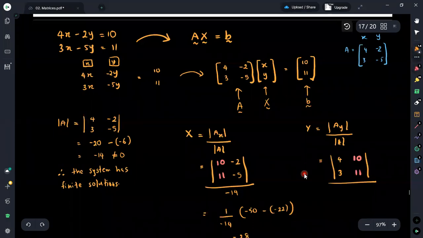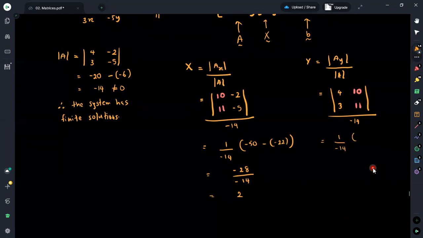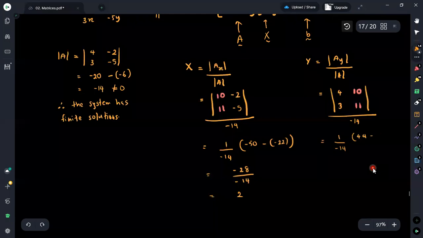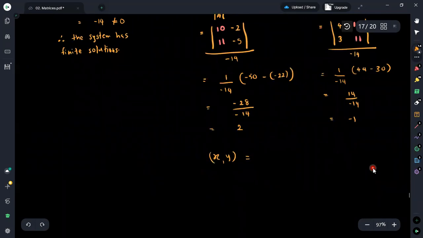Therefore, I can now perform the calculation. Since I have already found the determinant of A, I will get it as 1 over -14. Then this value will be 4 into 11, 44 minus 30. It is now 14 divided by -14 equals -1. Therefore, I can simply take the values of x and y as an ordered pair. Here I am getting x comma y as 2 and -1.